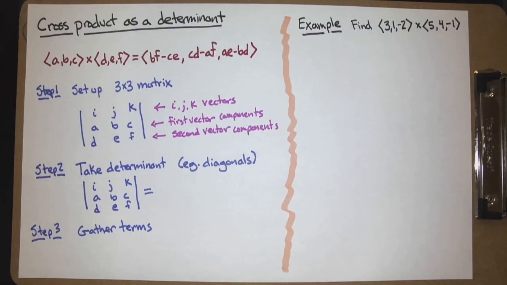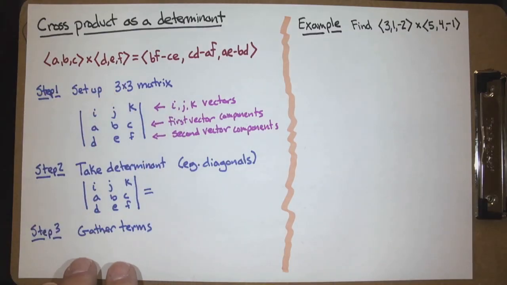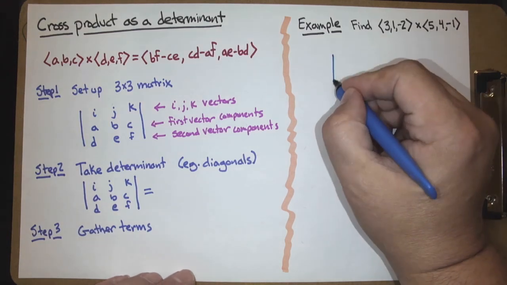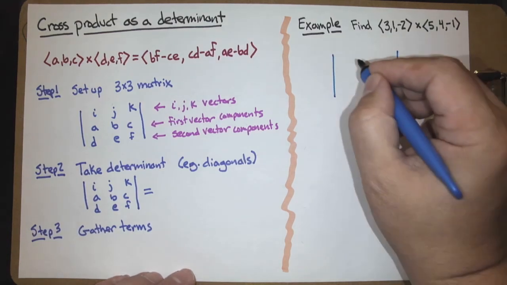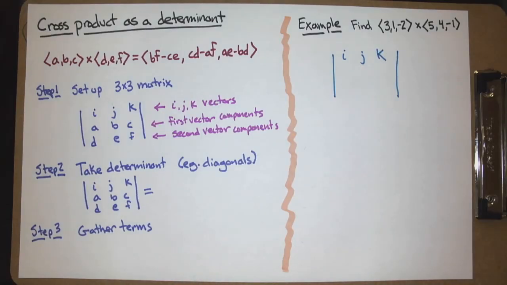So let's go through it. We'll do it in parallel. There are a few basic steps. Step 1, you're going to write down a 3 by 3 matrix. How do you do it? Well, in the first row, you put I, J, and K. Those stand for the vectors I, J, and K in the first row. I know it sounds weird, but we're allowed to do this.